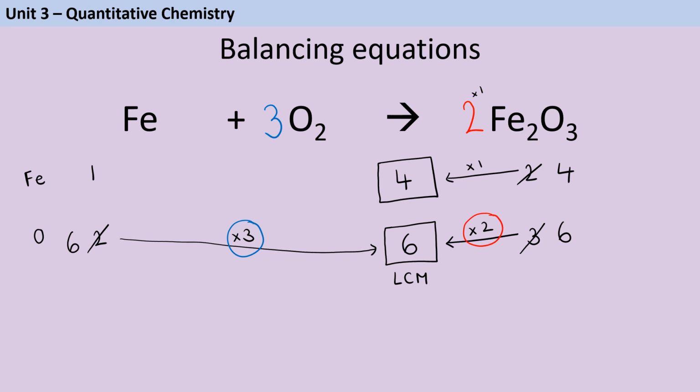So you can see at the top there I've just put a little times 1, just so you know what to do with that if it is a number other than 1. And then 1 we would multiply by 4, and so that number there is going to go in front of my iron. And if I count up everything, we're now fully balanced.